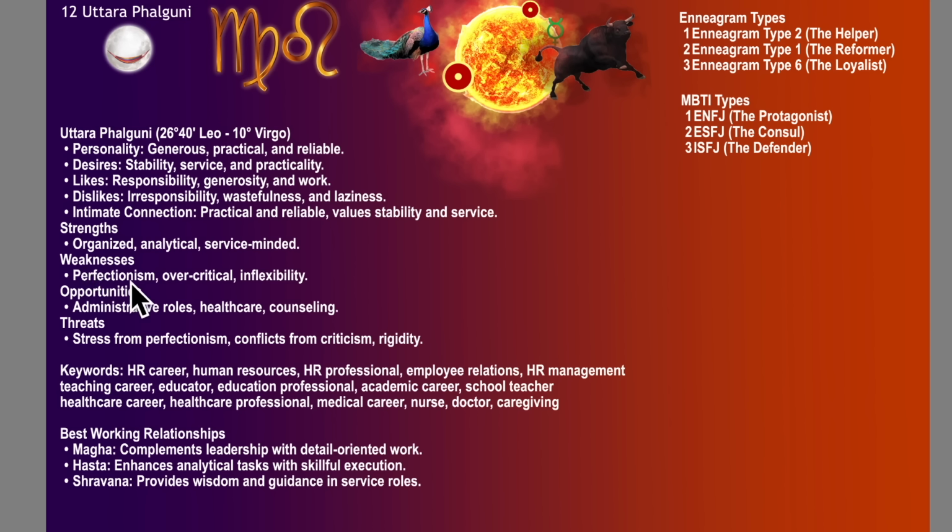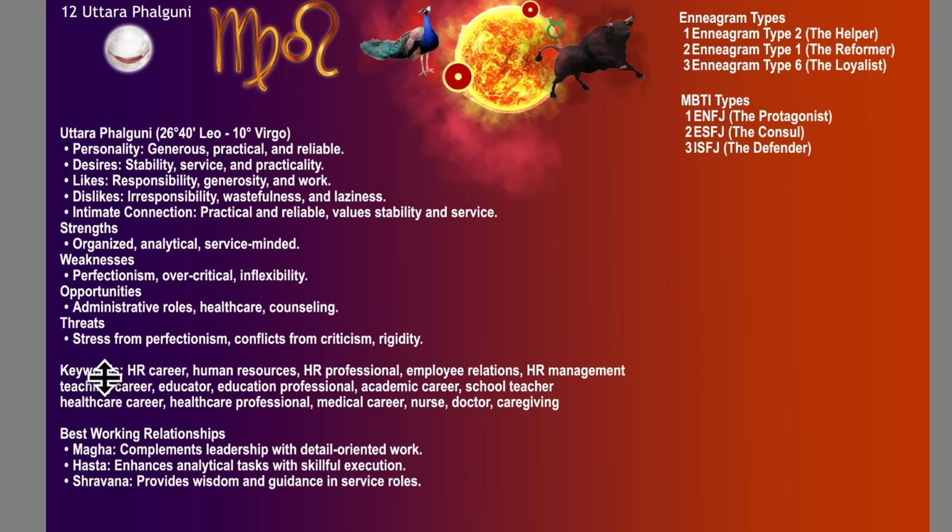Weakness: they can have perfectionism, they can get overcritical, and they can be inflexible. These are the weaknesses. Got to avoid this. Opportunities: they have good roles in administration, healthcare, and counseling. We shall see that more when we tie in Enneagram and MBTI also. Threats: stress from perfectionism, conflicts from criticism, and rigidity. Virgo can be very rigid. Virgo is very critical. These are things to be avoided for all Virgo in general, even Hasta Nakshatra, the next one.